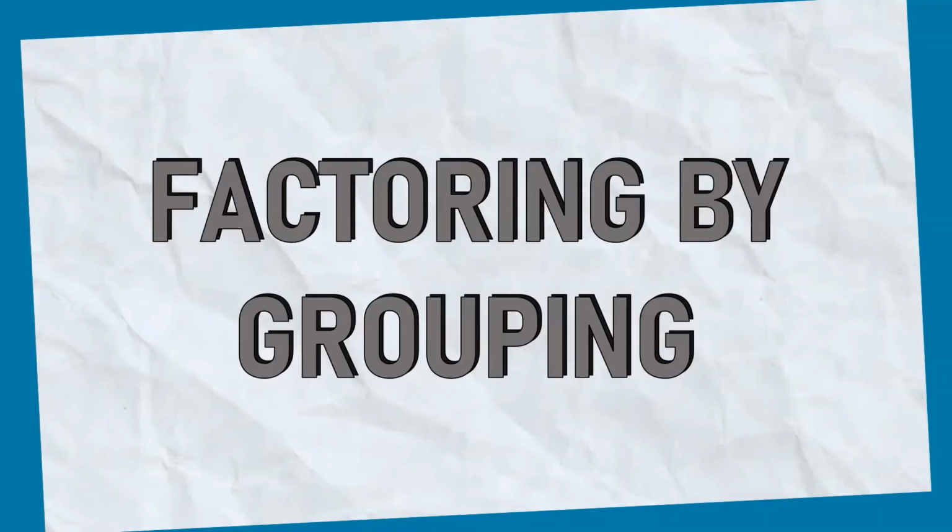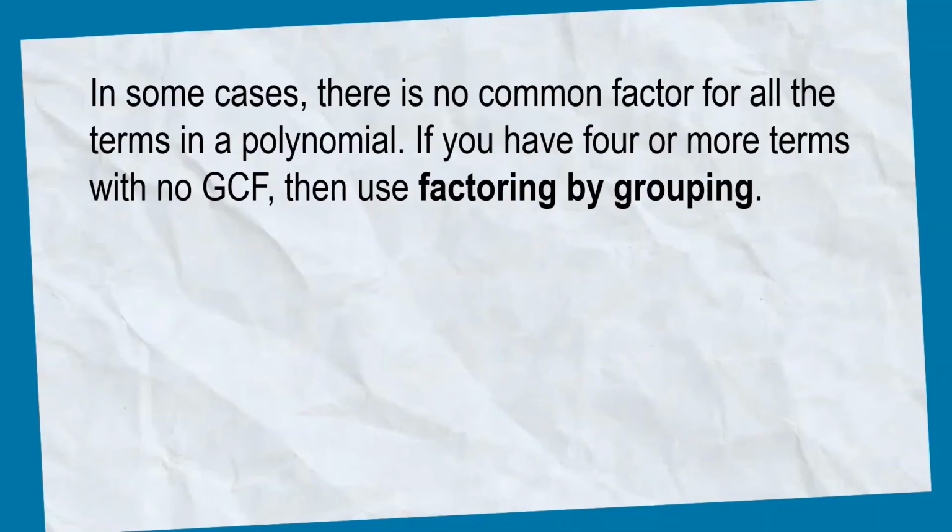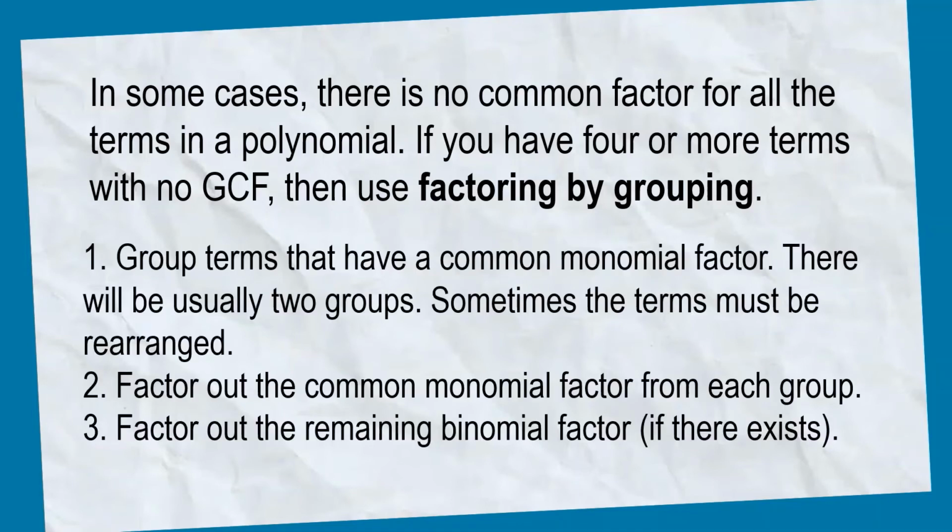Ang sunod po natin pag-uusapan is all about factoring by grouping. In some cases, there is no common factor for all the terms in a polynomial. If you have 4 or more terms with no GCF, then we can use factoring by grouping. We have the steps here. First, we need to group the terms that have a common monomial factor. There will be usually 2 groups and sometimes the terms must be rearranged. Number 2, factor out the common monomial factor from each group. And number 3, we need to factor out the binomial factor.